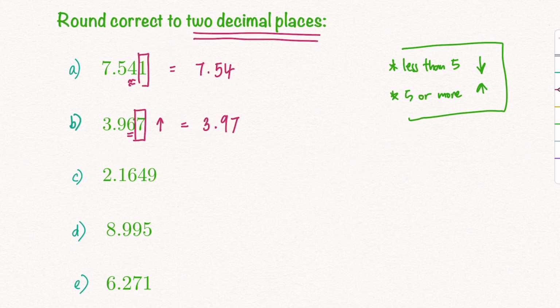Next question, rounding to 2 decimal places. So I'm cutting right here, and the digit after the 1 being rounded is the 4. So we have to round down. Because the 3rd decimal place is a 4, we need to round down, and so it becomes 2 and 16 hundredths.